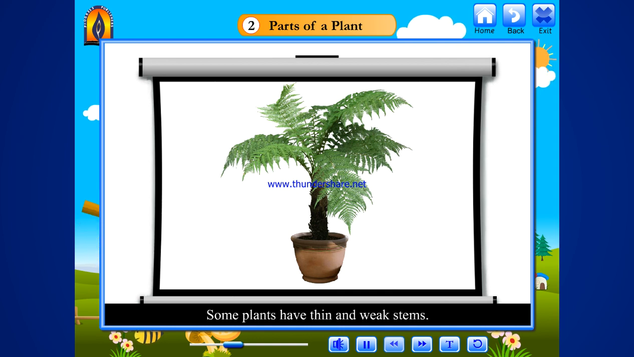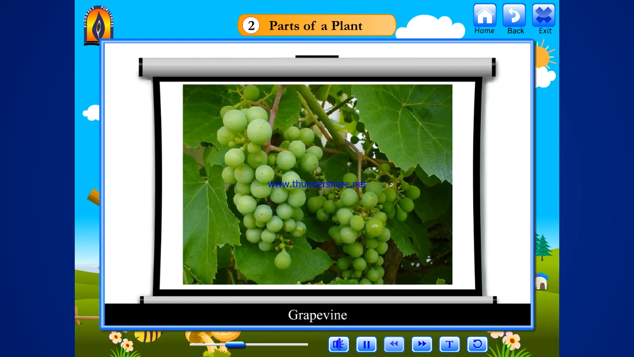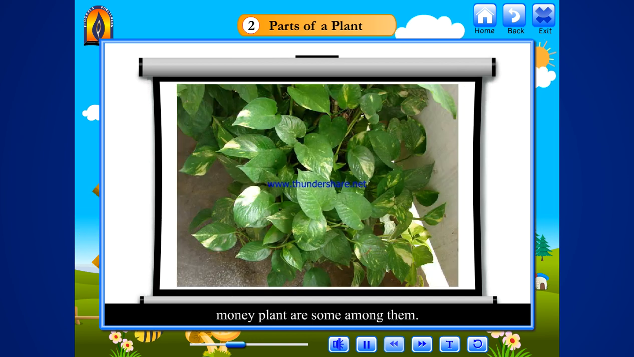Some plants have thin and weak stems. They cannot hold the plant upright. They grow erect with some support. Such plants are called climbers. Grapevine, pea, money plant are some among them.